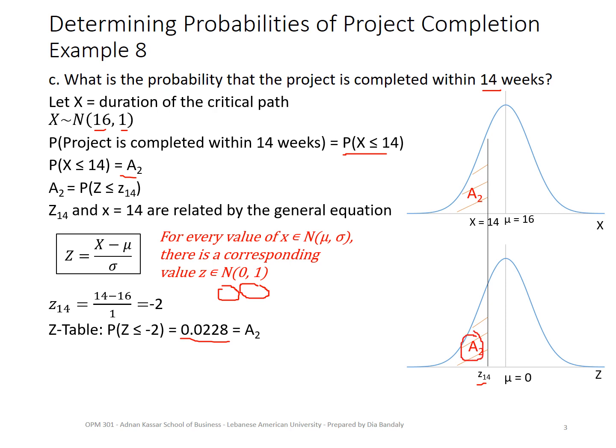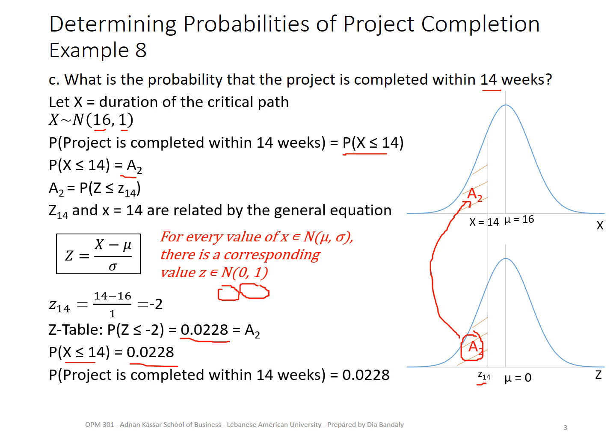And this A2 is nothing but that A2, which means I can now write this. P of X less than or equal to 14 is that one, which is 2.28%. And I can now present my final answer in terms of the completion time of the project. It is 2.28%. Okay, I believe this should be now even easier for you than part B.